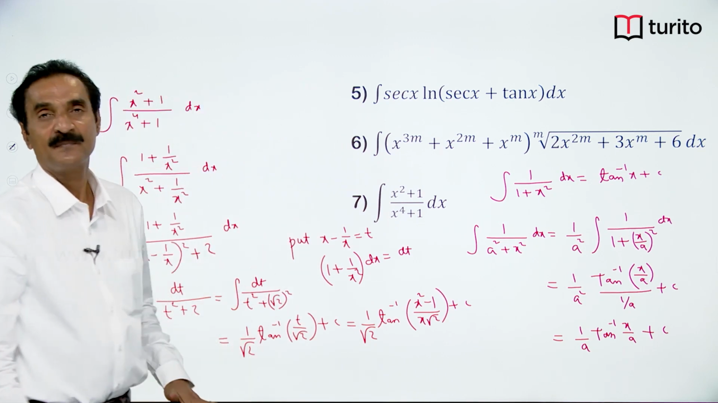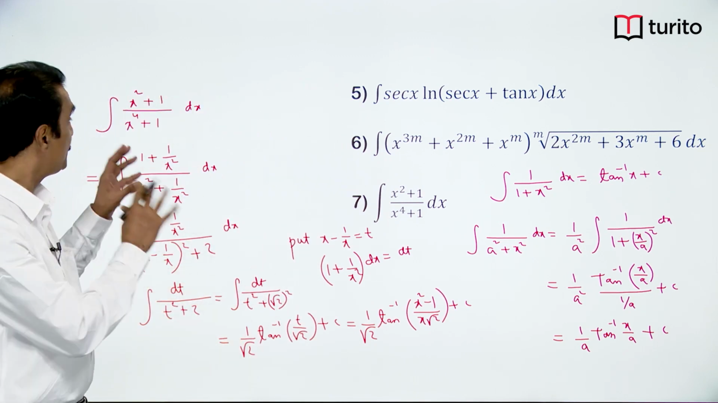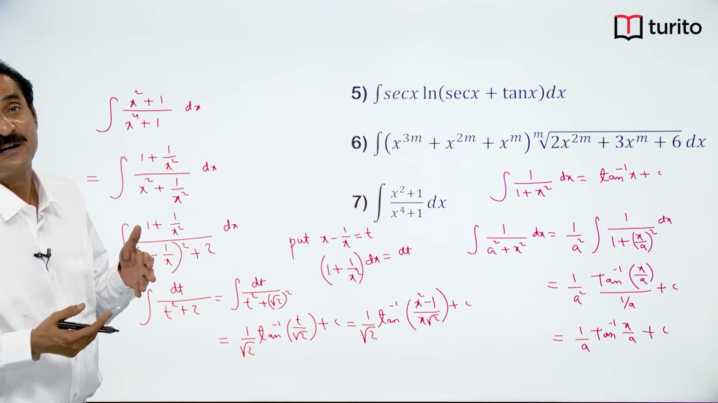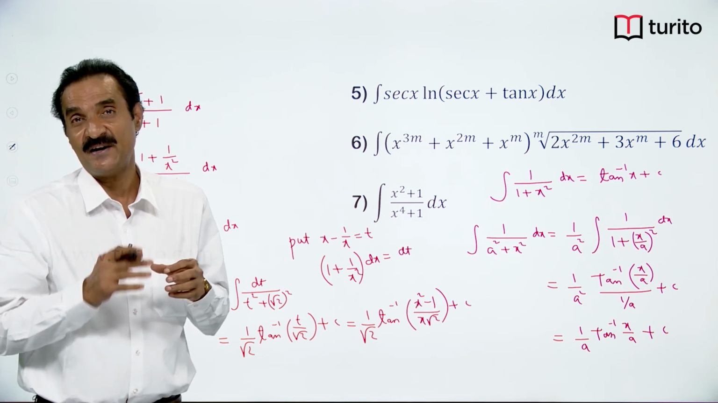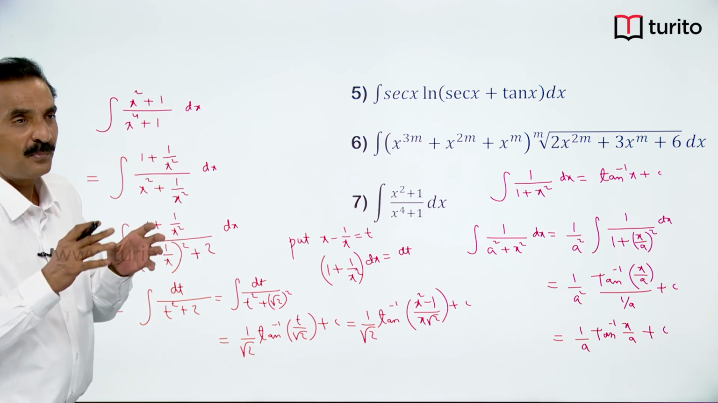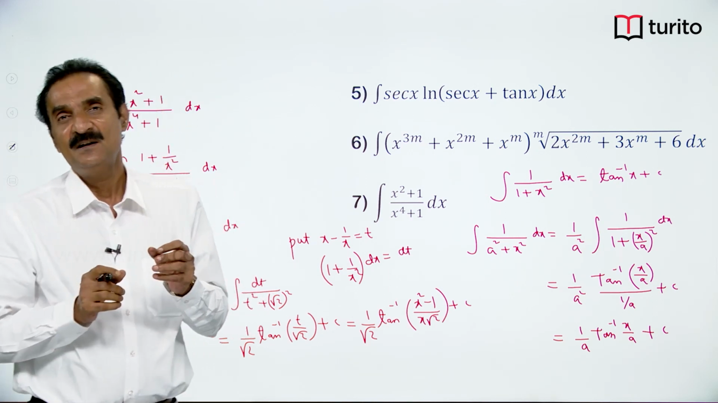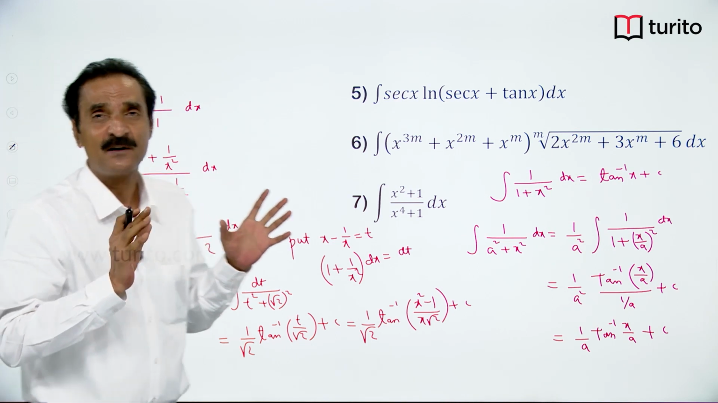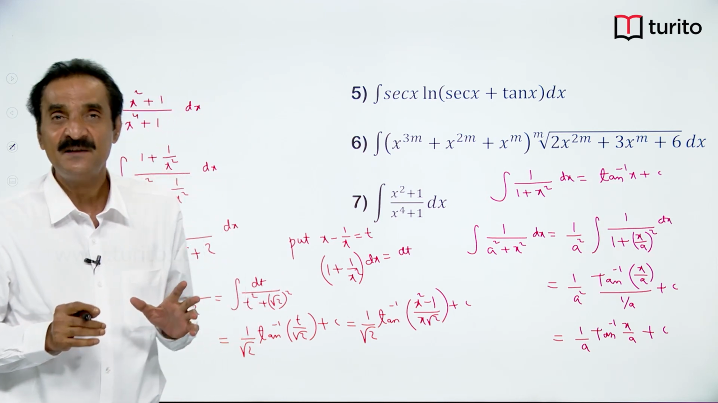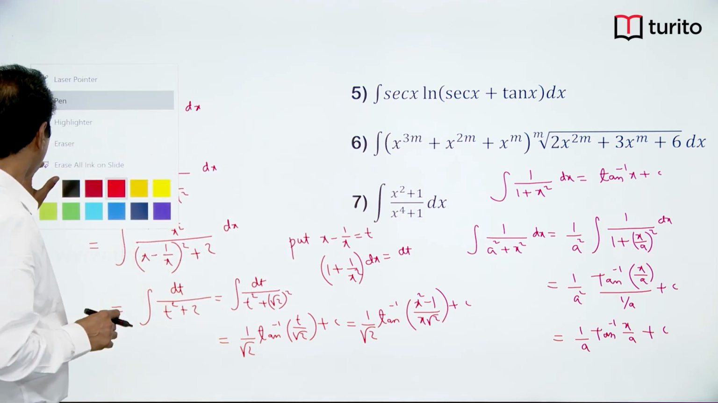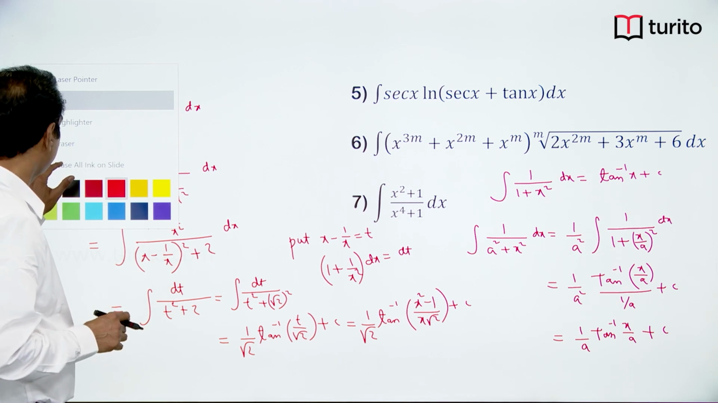plus c. All of you should remember this technique, dividing numerator and denominator by x square. Usually when numerator and denominator are polynomials of even degree having only x square, x power 4, x power 6 kind of terms, we try this method. Now proceeding to the next question.